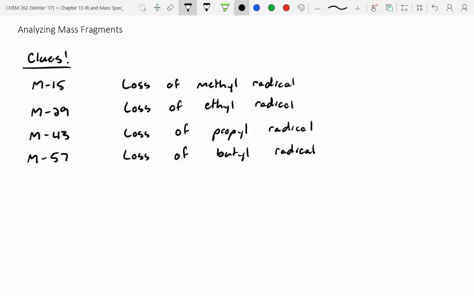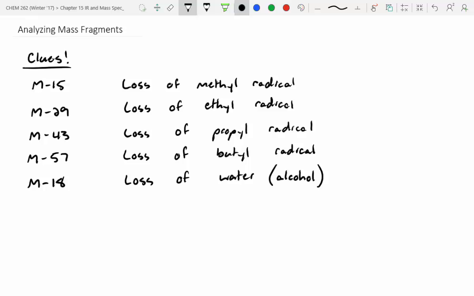And then there are some odd ones that you can identify too. Oftentimes you see mass minus 18. Does anybody have an idea what mass minus 18 might correspond to? Loss of water. So oftentimes you see loss of water. And we'll discuss this. Typically this is a good indication that you've got some sort of alcohol present in your molecule. And we'll go over the mechanism for why this occurs.